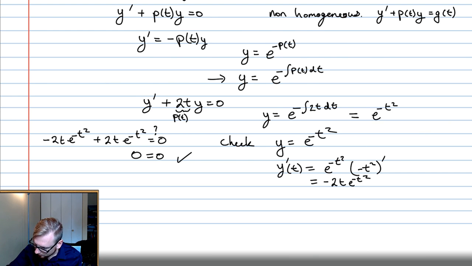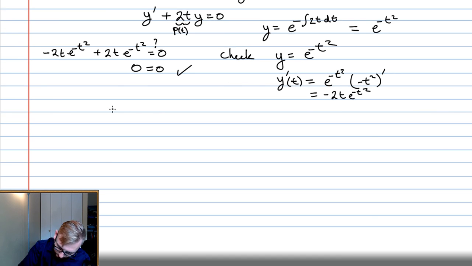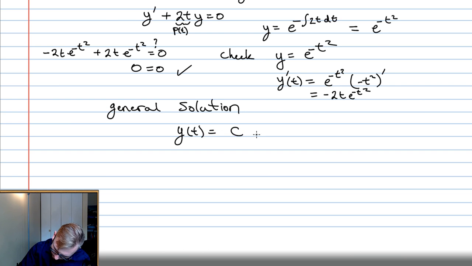So now we're going to talk about the general solution, which will be y of t equals a constant times e to the negative integral of p of t dt.